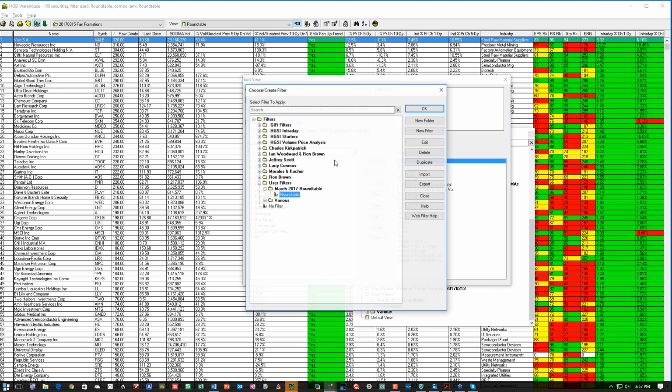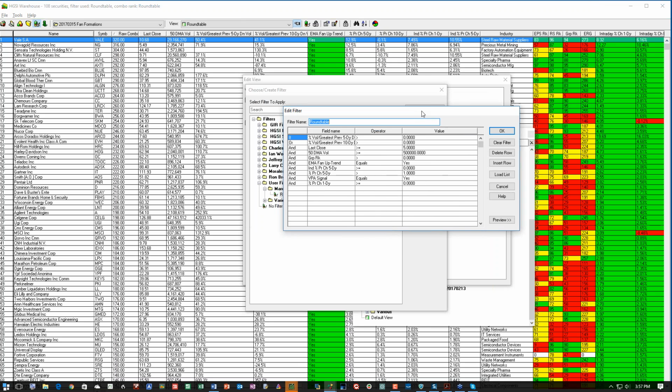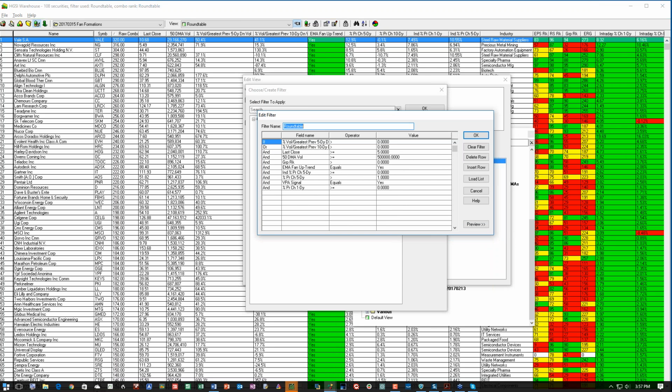Okay, let's just look at the filter. This is what I came up with. First of all, I stated that I wanted to locate stocks in a fan uptrend, which are outperforming their industry groups by 1% over the past 5 days. Because I want to catch some leaders here.